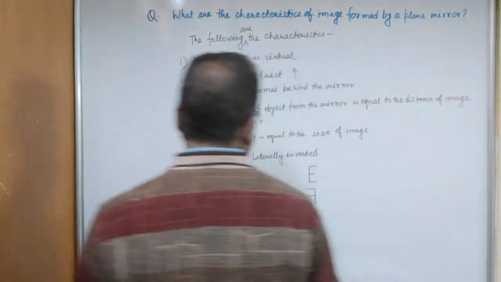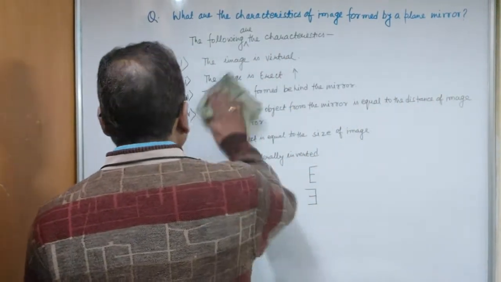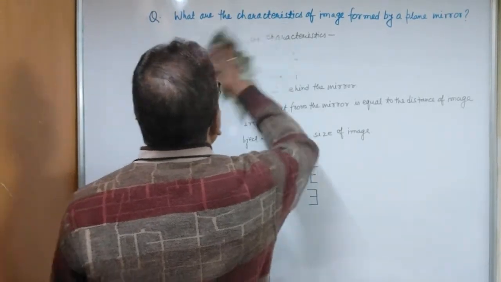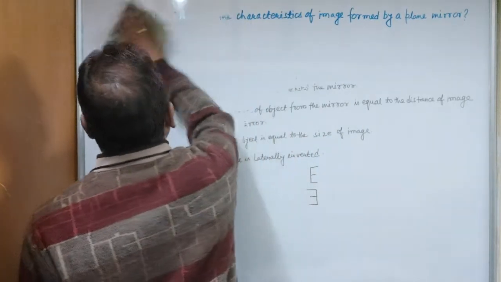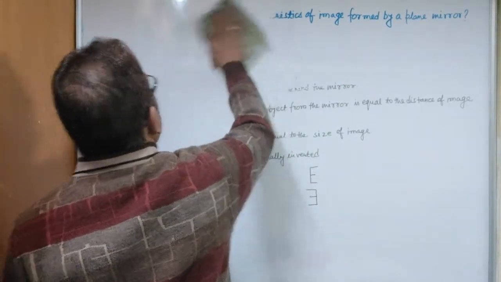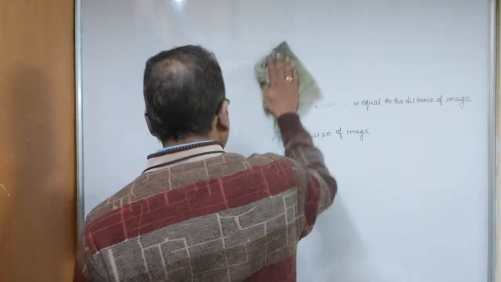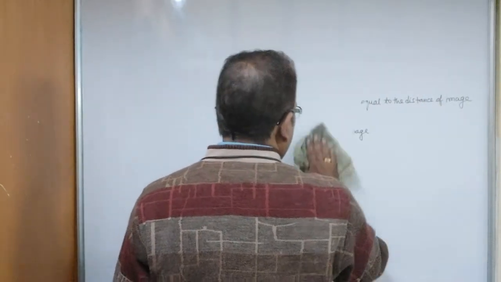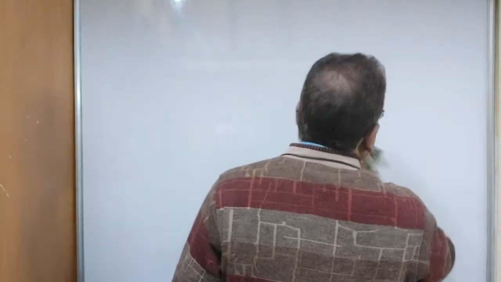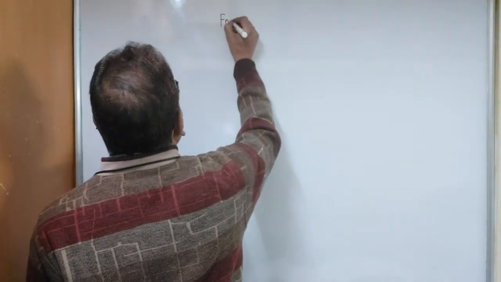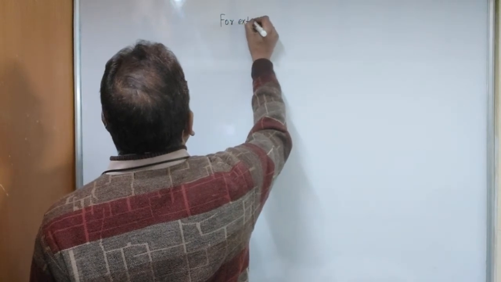Now children, suppose you get a question to draw or to show the formation of image in a plane mirror for an extended object. We have taken a point object. Suppose there is a big object in front of a mirror. Then how will you draw the diagram for an extended object?